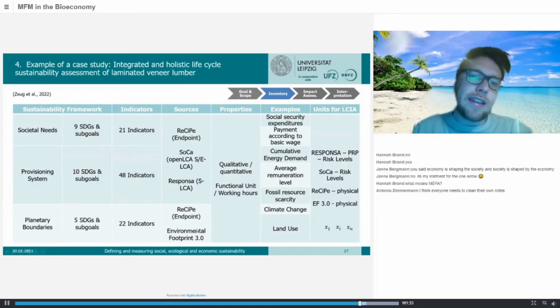So in OpenLCA, you can use different life cycle impact assessment methods, which make a lot of work easier for you, because the impact assessment methods are doing, for example, the reference scale or the impact pathway assessments for you. So you don't have to do them manually. Of course, we have qualitative and quantitative data, and we use functional units and the working hours as activity variables. And you get indicators which are very similar to the examples we discussed before. For example, land use, climate change, fossil resource scarcity, things like that.